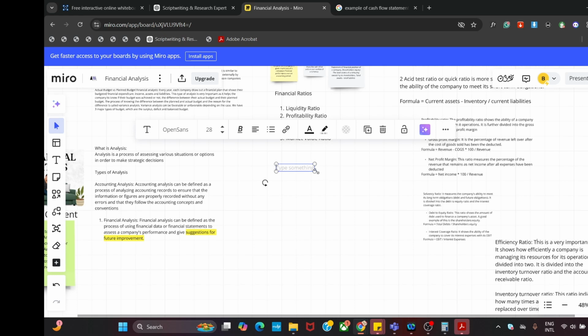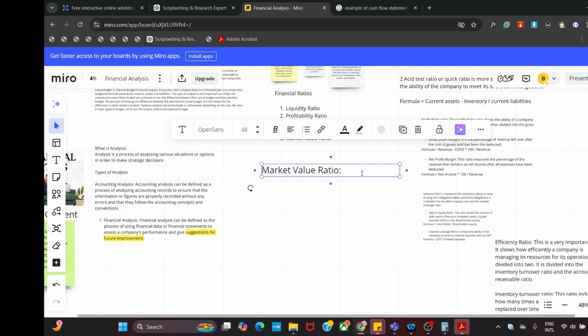All right, so the last thing we are going to be talking about for the course of this particular video is the market value ratio. Now, when we talk about the market value ratio, it has to do with the market value of the company's stock. This market value ratio is used by investors of a company. It helps the investors gauge the worth of the company's stock in relation to its market price. All right, let's go ahead and take a note.